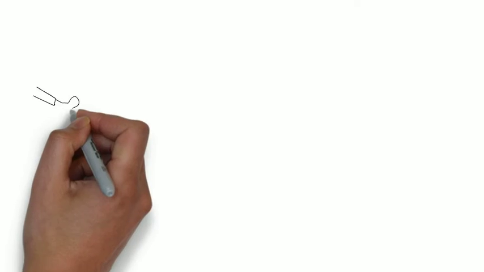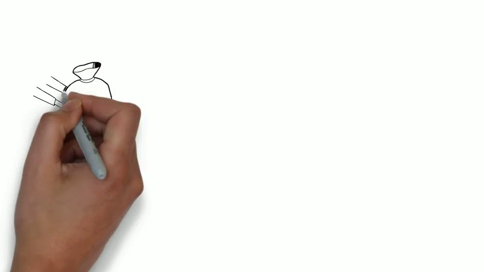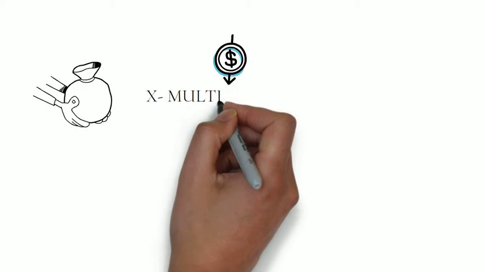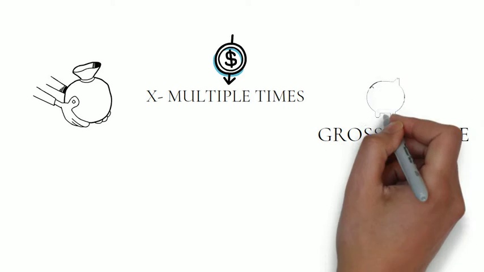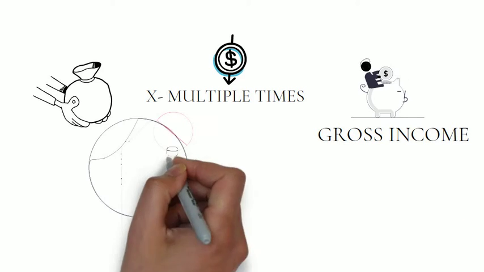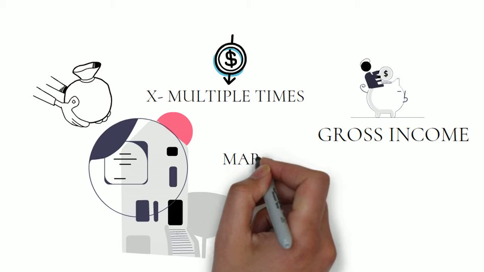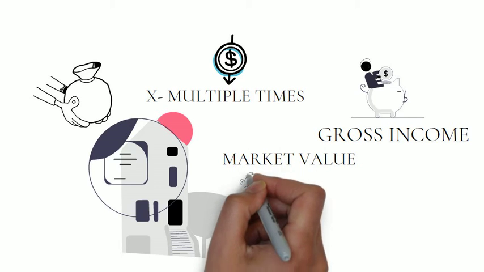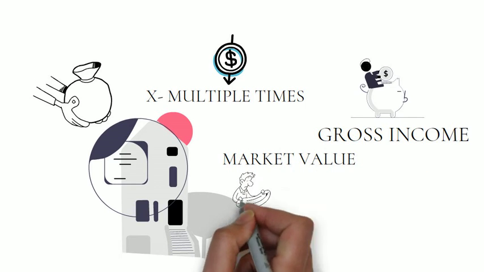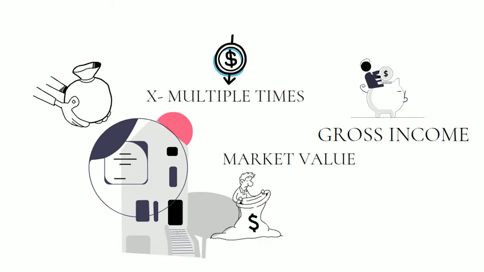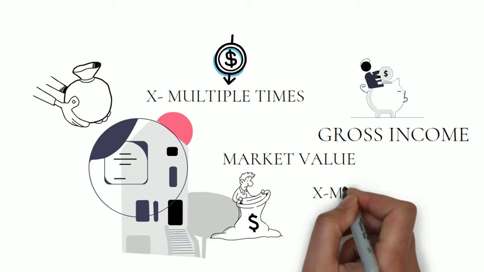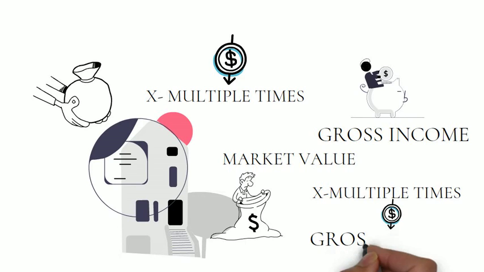Let's say you presume that buyers have been recently paying X multiple times the gross income for a property type in a certain location. Then the market value of that kind of property you are considering for purchase should work out to that same X multiple times its gross income.